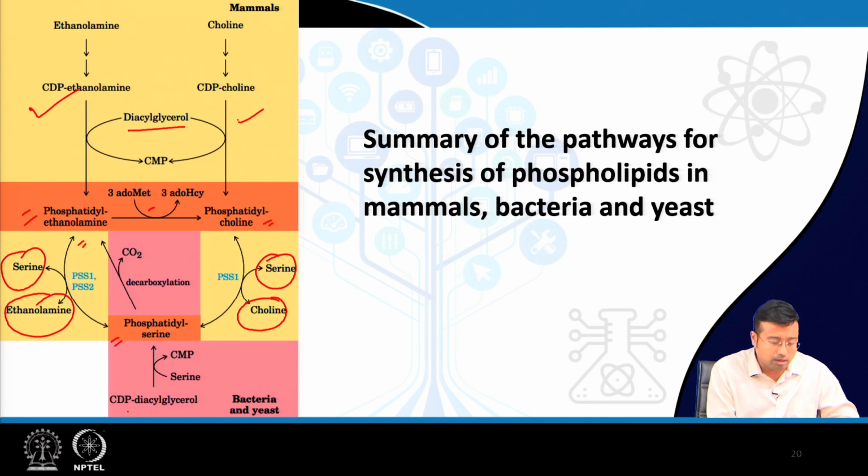So, it can only undergo condensation with CDP alcohol, where a head group will come and it will form phosphatidyl serine in this case, alright. So, this is the summary. Depending on the two mechanisms by which phosphate can be donated using CDP, multiple forms of phospholipids can be formed and interconverted among each other.